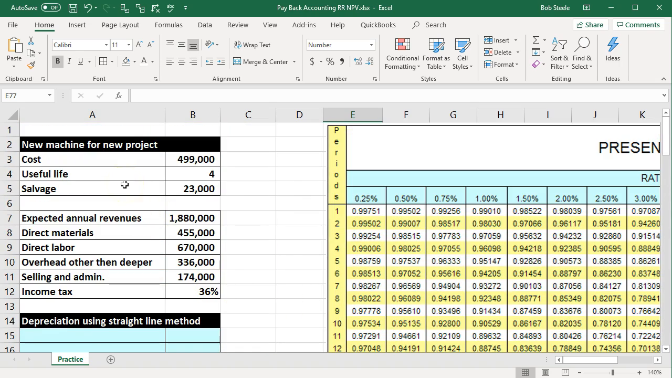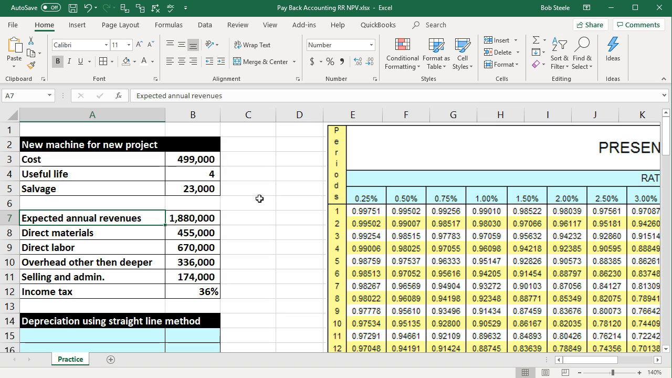Information up top, we're going to have a new machine for a new project. In other words, we've got a new project coming up. We need a new machine for that project. The cost of the machine is going to be $499,000. Useful life 4 years. Salvage value we're saying is $23,000.